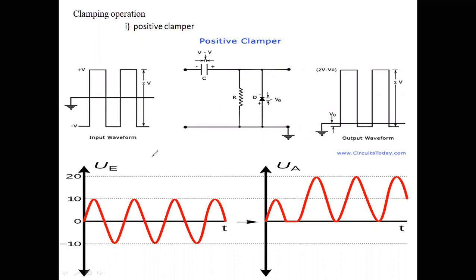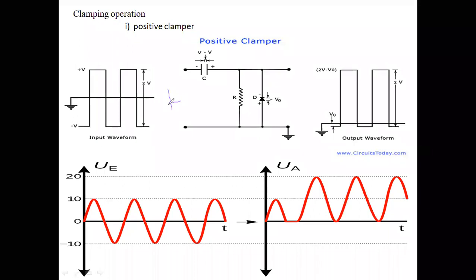Now we will see the first case, a sinusoidal signal applied to a positive clamper. If we apply the sinusoidal signal, in the positive cycle what happens? This diode is in reverse bias, because the cathode is connected to the positive and the anode is connected to the negative. Therefore, it is in reverse bias, so this is an open switch.